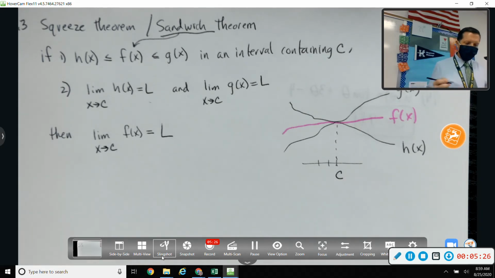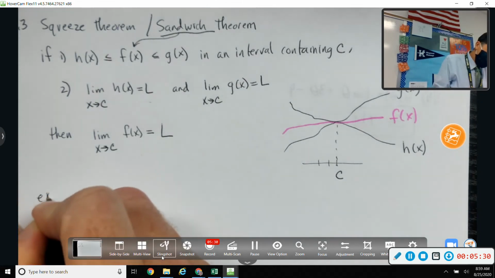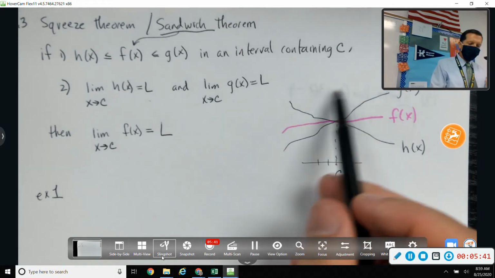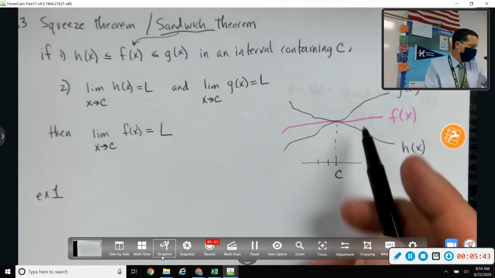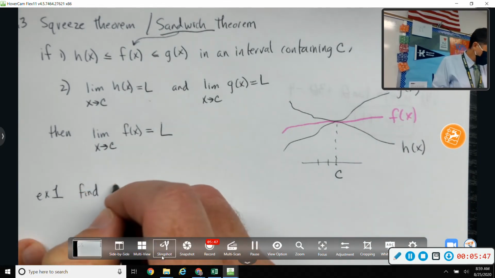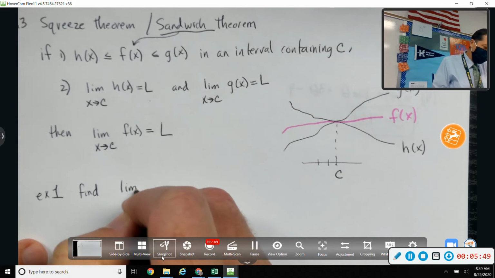So it's like, well, yeah, why are we spending a whole day on that? And the questions to invoke the use of the squeeze theorem have to be kind of weird, because there's really very few functions that it really works for. So let me just show you what the questions look like.